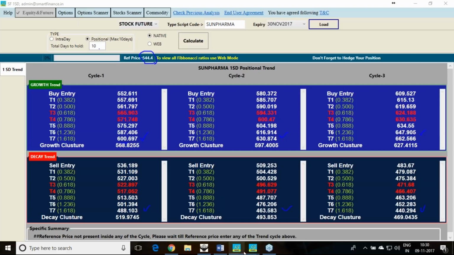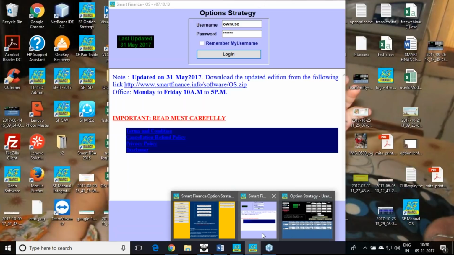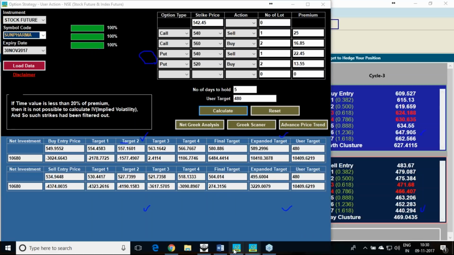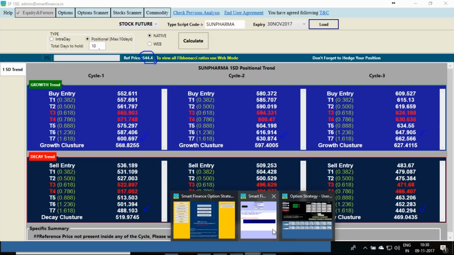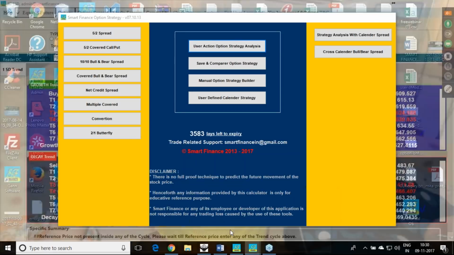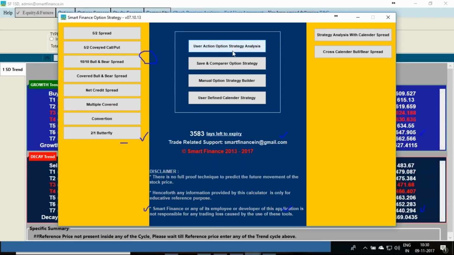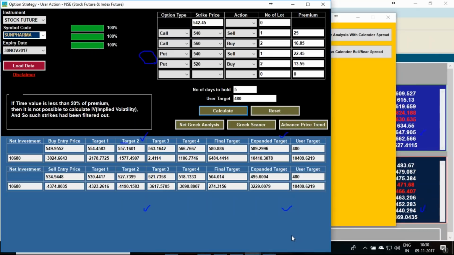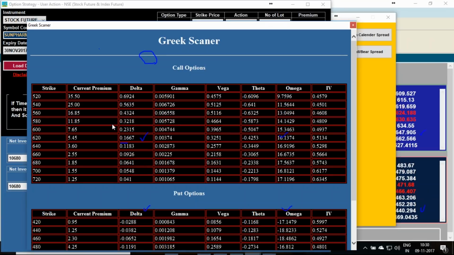So our objective is to form a delta neutral strategy. For that I'm going to our option strategy builder. This is one of the option strategy simulating software we have. I'm going for the user action option strategy, and using these things I'm going to form a delta neutral strategy. For that I need to introspect the Greeks. Here I am getting that the 560 call option has 0.43 and the 540 call option has 0.56. This is the Greek delta.